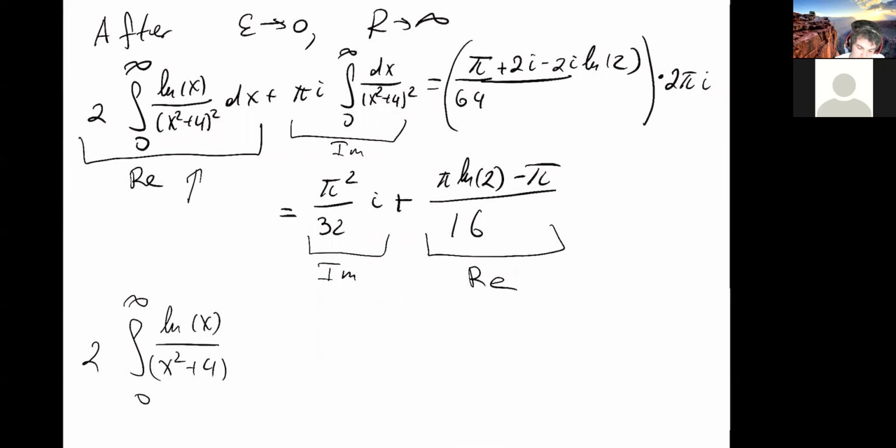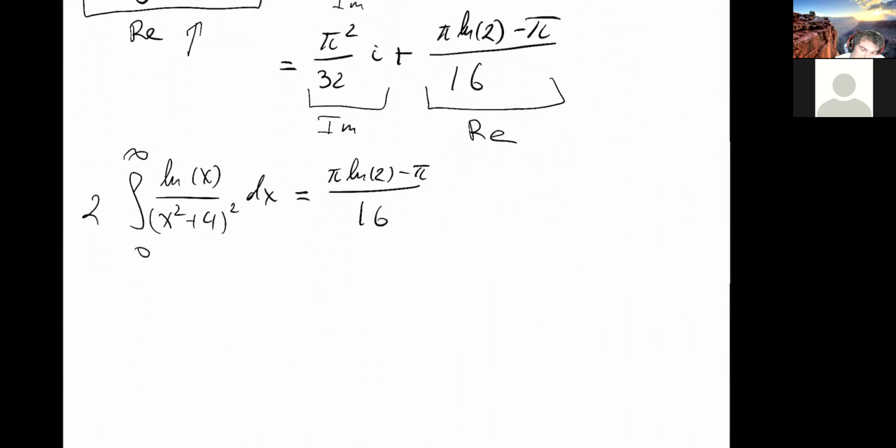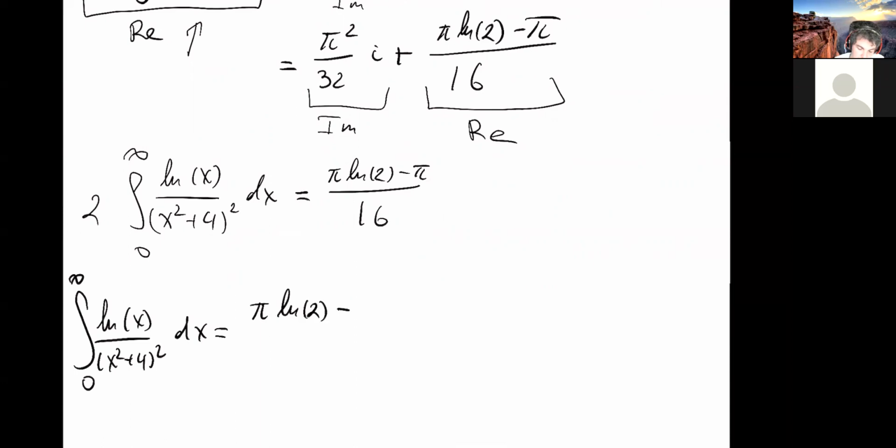and I don't need to compute this integral at all. I could, but I don't need to. So now you divide by 2 and you get the answer. So the integral of logarithm of x divided by (x squared plus 4) squared dx is (pi logarithm of 2 minus pi) divided by 32.